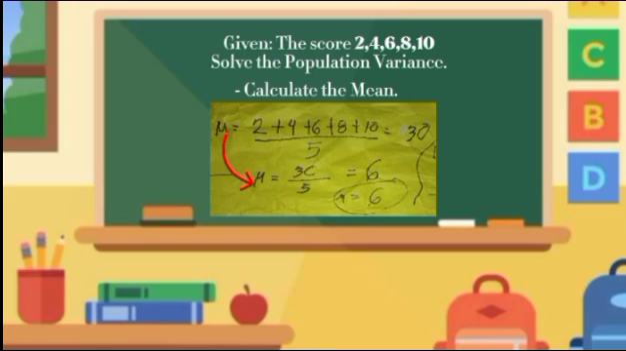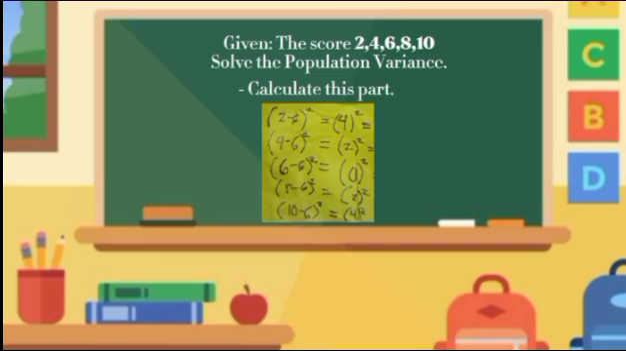So here, the mean is 30 over 5. So 30 divided by 5 is 6. So our mean is 6. After getting the mean, calculate this part. As you can see, by calculating this value, one value minus our mean.